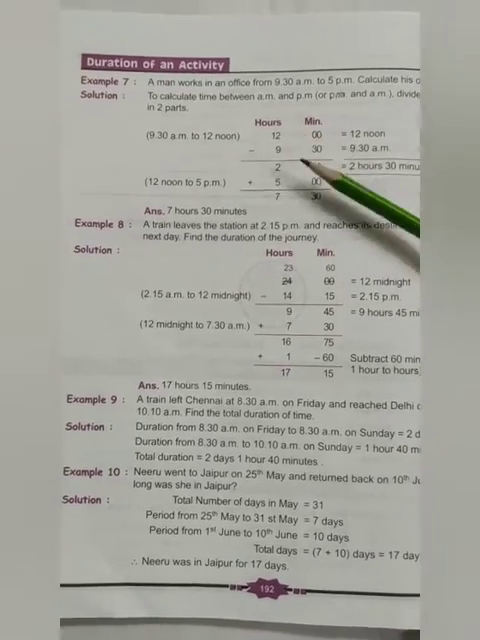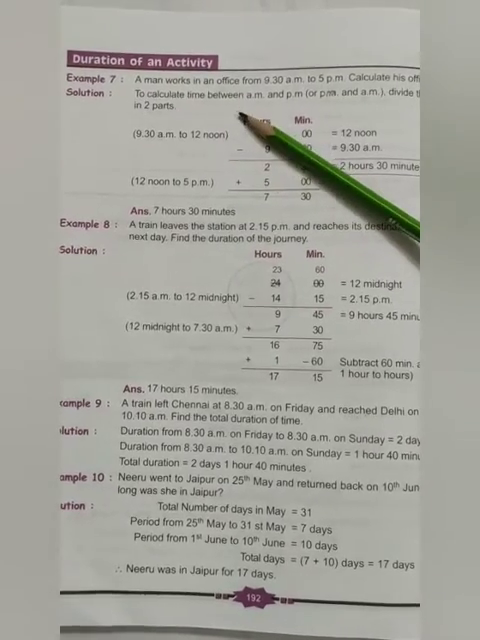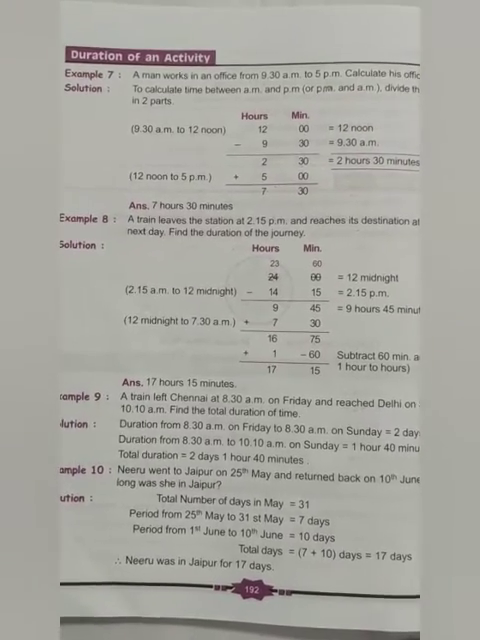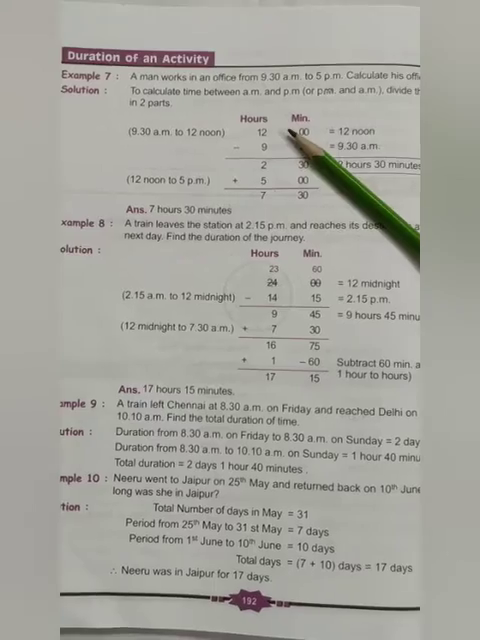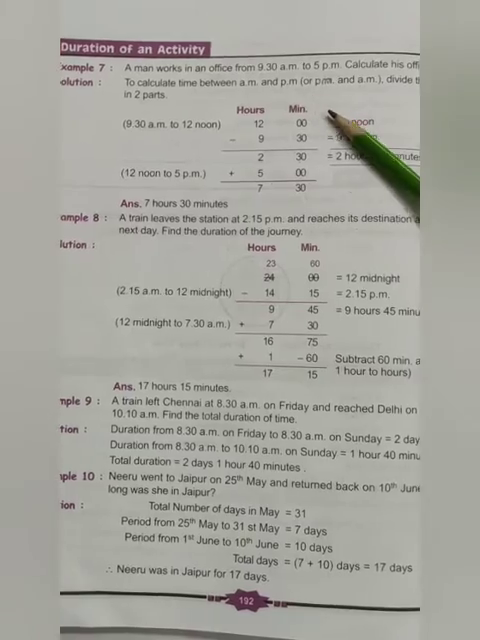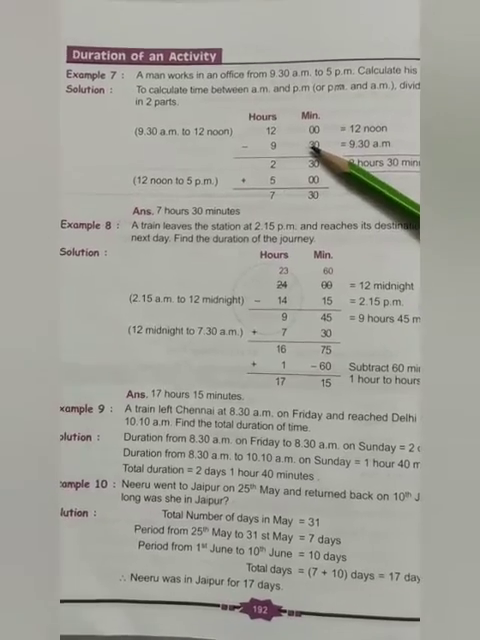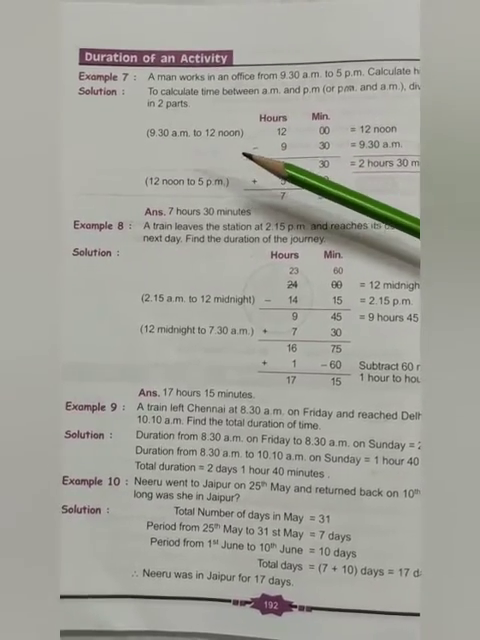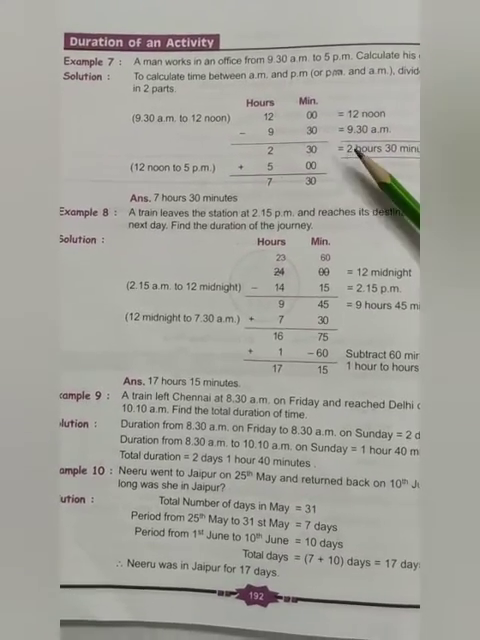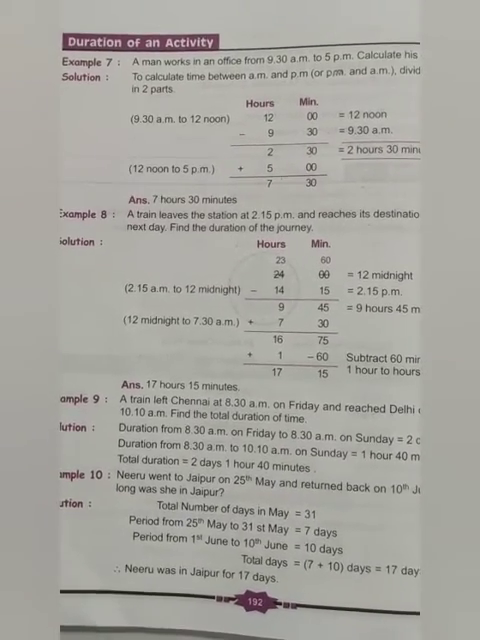Duration of an activity. Example 7. A man works in an office from 9:30 AM to 5 PM. Calculate his office timings. Solution. Here, to calculate time between AM and PM, we divide the problem in 2 parts. Okay, like this. 9:30 AM to 12 noon. How much time? First we find out. That is, we subtract and we get 2 hours 30 minutes.